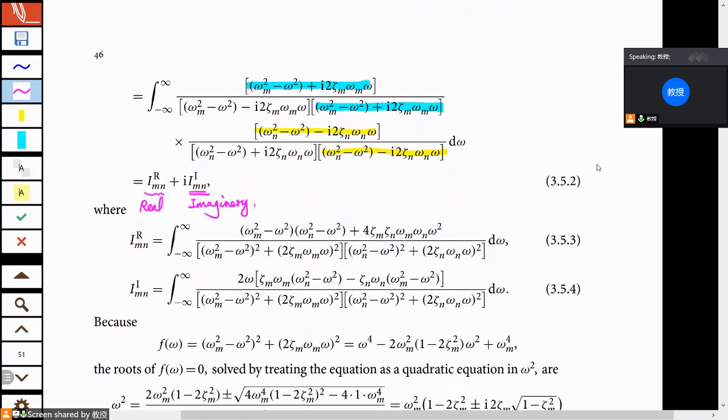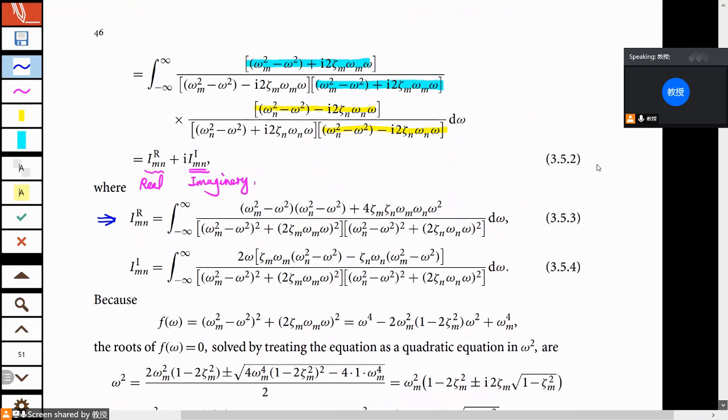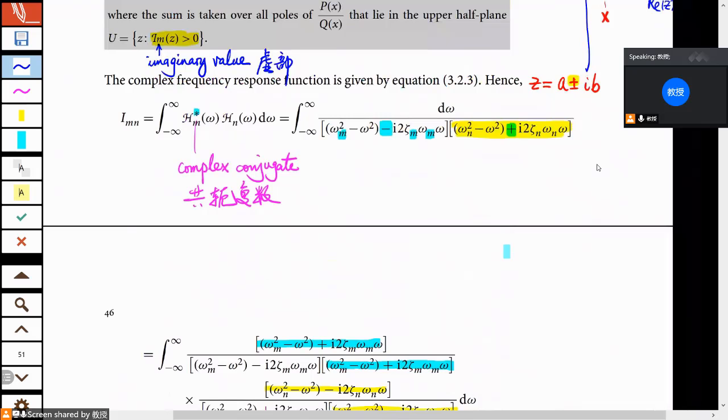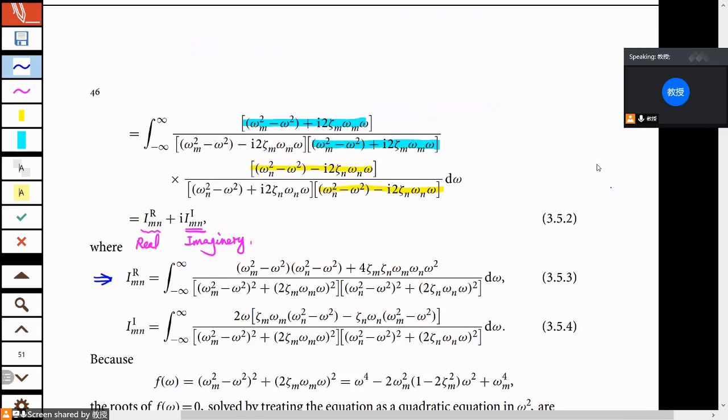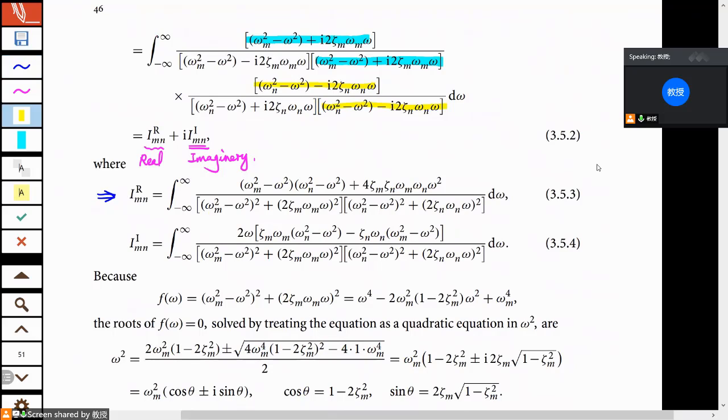Okay, so now let's look at how to evaluate this integral. This is of the form in the method of residue. Both the numerator and the denominator are polynomials. We want to find the roots of the denominator. So find the roots of the denominator.